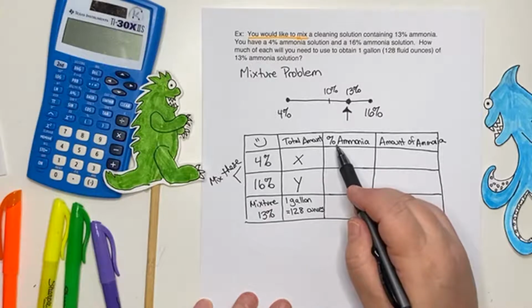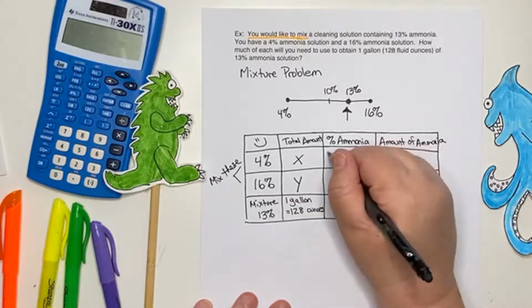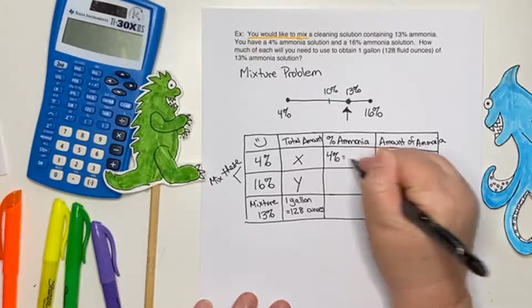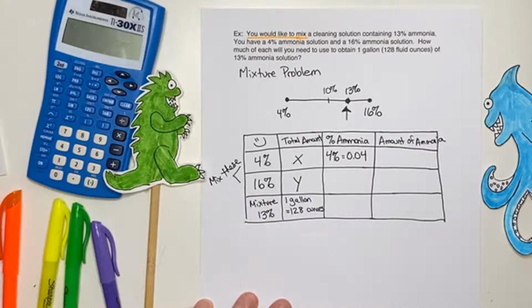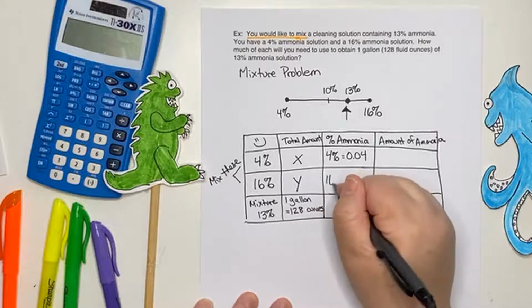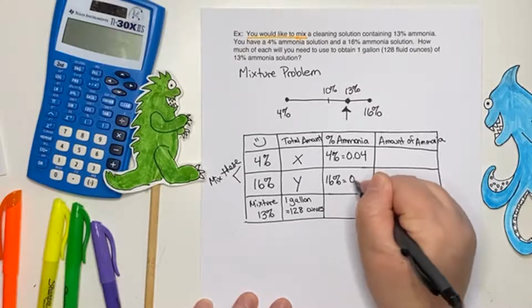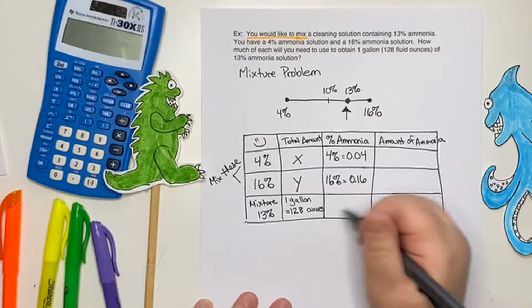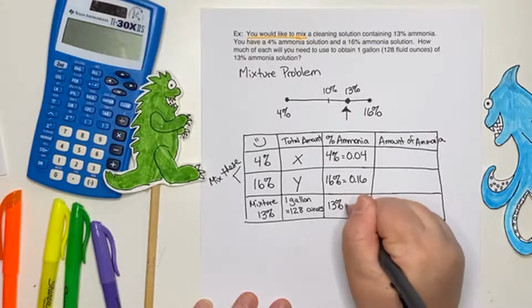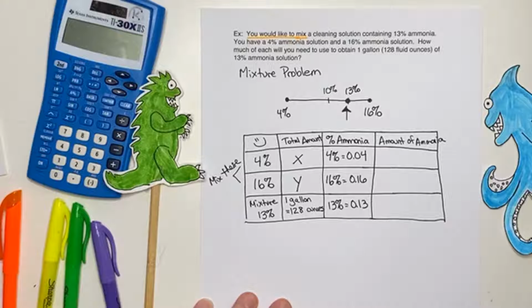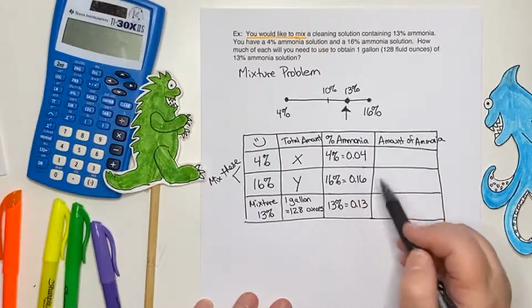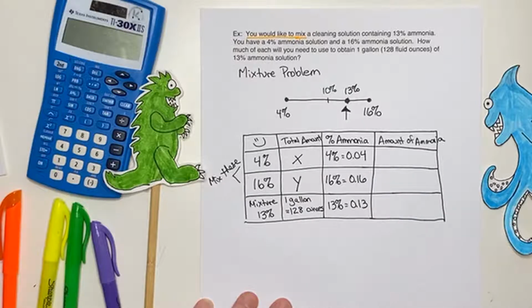The percentage ammonia is 4%, but I'm going to write 0.04. So I'm going to write it as a decimal. 16%, 0.16, and 13%, 0.13. The thing is, percentages really don't play well with others. So we switch things, we convert them into the decimal form so that we'll be able to use it in the rest of the problem.